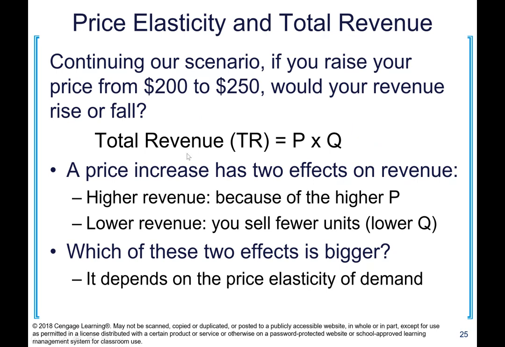Price elasticity and total revenue. Continuing our scenario, if you raise your price from $200 to $250, would your revenue fall? We know that total revenue is price times quantity. A price increase has two effects on revenue. Higher revenue because of the higher price, lower revenue because you sell fewer units, that is lower Q. Which of these two effects is higher? It depends on the price elasticity of demand.